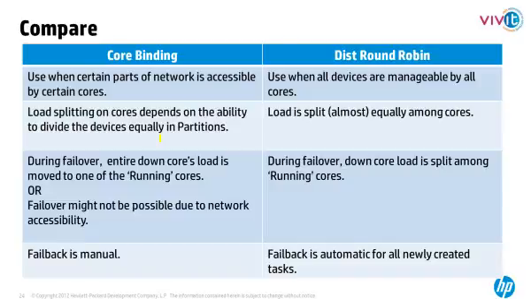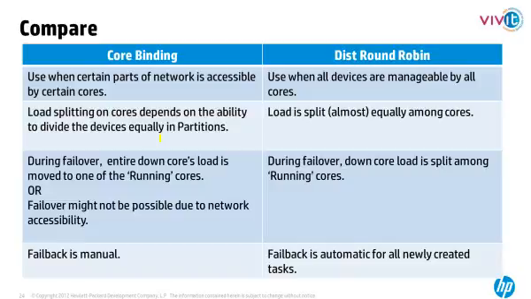When I say almost, let's say I have 1,500 devices in my system. It won't be 500, 500, 500 or something like that. It would be around 460 in one, 470, 510, something like that. It's almost equal.